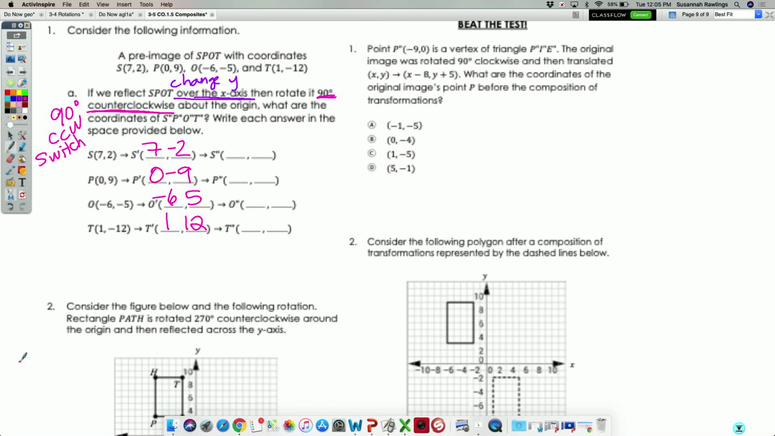Alright, so make sure your reflection across x-axis matches mine. We know we're going to switch. I already saw some of you going through and switching them. Let's go ahead and do that. Ignore all the points. I'll do pink again. So we're going to switch the point, ignore the sign. So 7, 2 would become 2, 7. So first thing I want to do is switch them. Next one would be 9, 0. Next one would be 5, 6. Last one would be 12, 1.